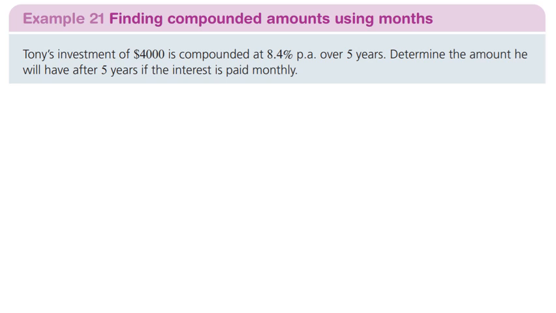Let's try another example. Tony's investment of $4,000 is compounded at 8.4% over 5 years. Determine the amount he will have after 5 years if the interest is paid monthly. The first thing to do is write out the formula. A equals P times 1 plus R over 100 times N, close bracket, to the power of N times T. Now I'm going to substitute the things into the formula.